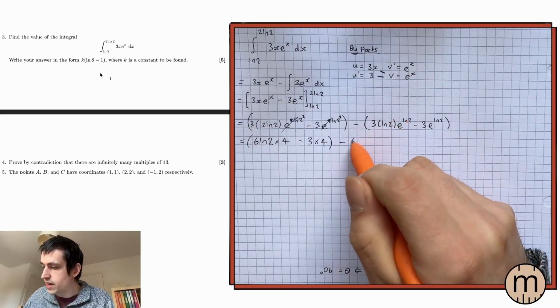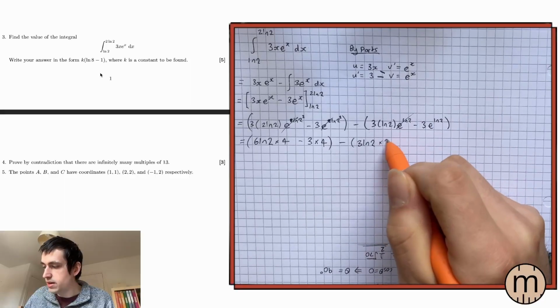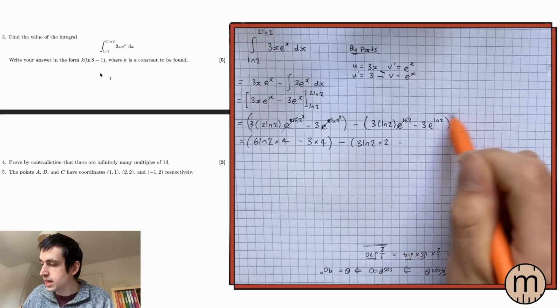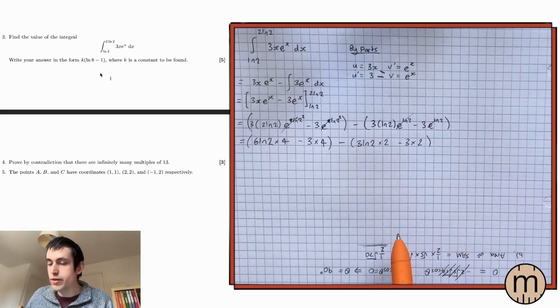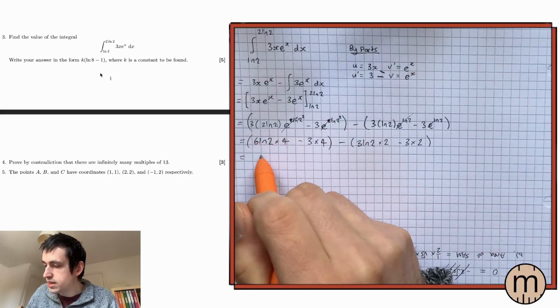We can do the same thing over here. We've got 3 ln 2, e to the power of ln 2. I mean, look at that, lovely. It's already e and ln right next to each other. No problem. Same for this one. Those cancel out. Get 3 times 2. Let's keep going. This time we've got 6 times 4.